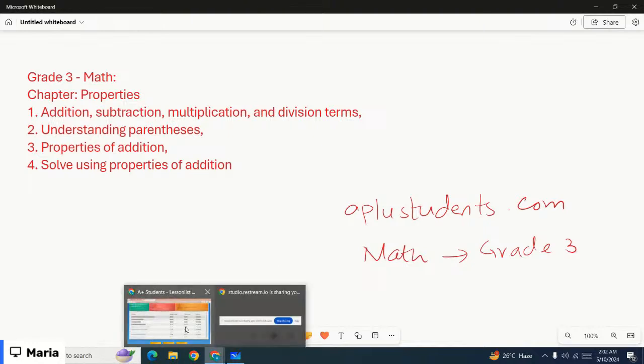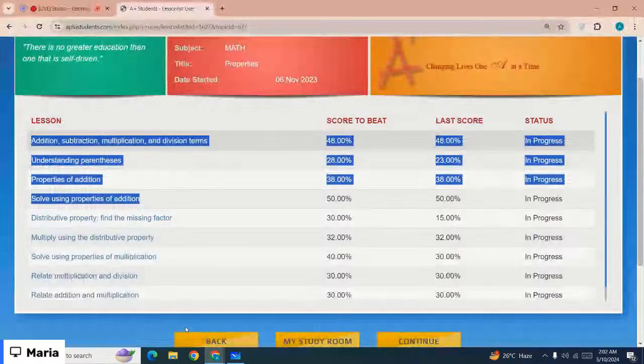So here I am on grade 3 math. Let's just start with the first lesson, that is addition, subtraction, multiplication and division terms.